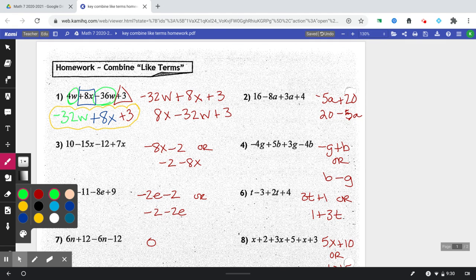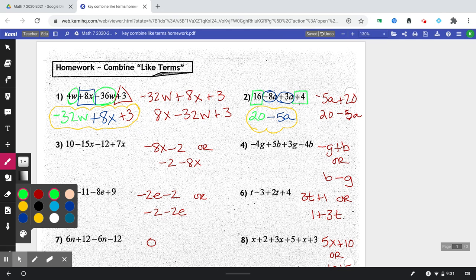Okay. Number 2. So we have 16 and positive 4. When you combine 16 and positive 4, you get positive 20. Then we have negative 8a and positive 3. So when you combine those, that's where we get that negative 5a. And there's your final answer.